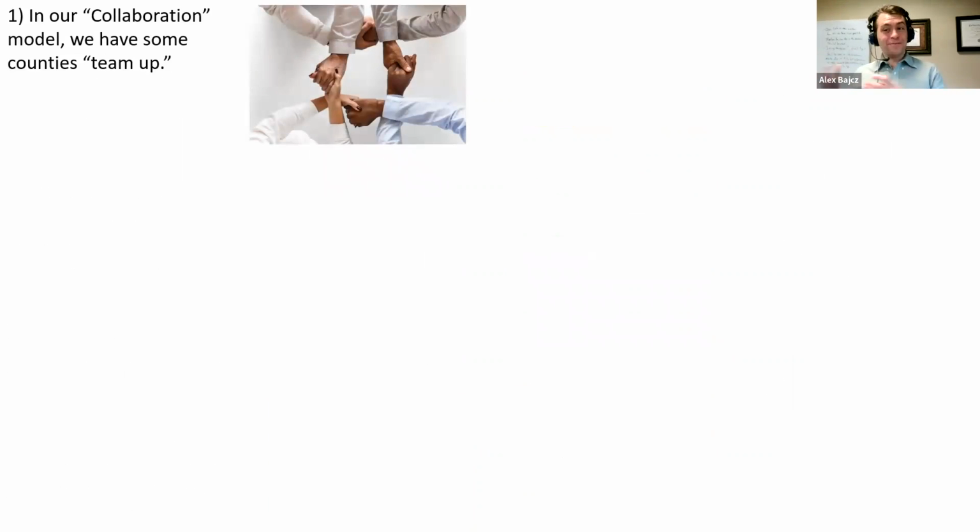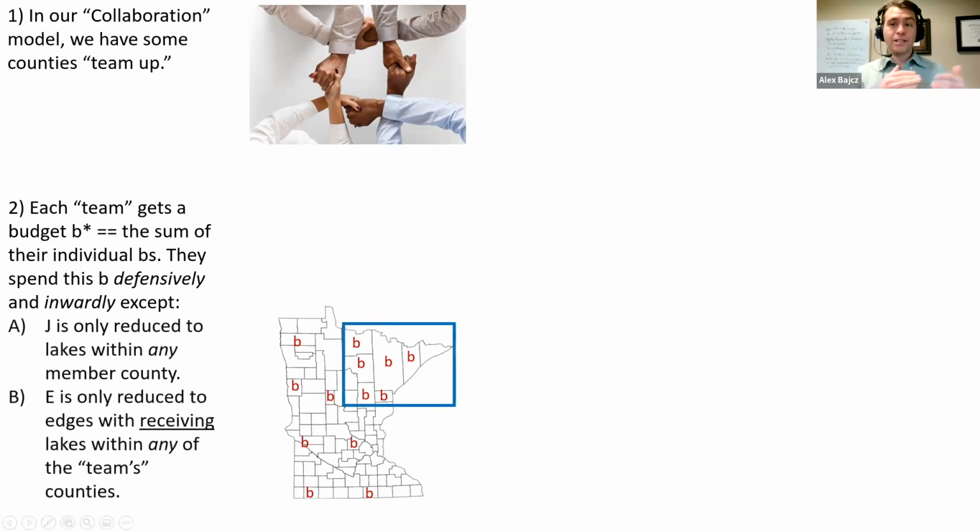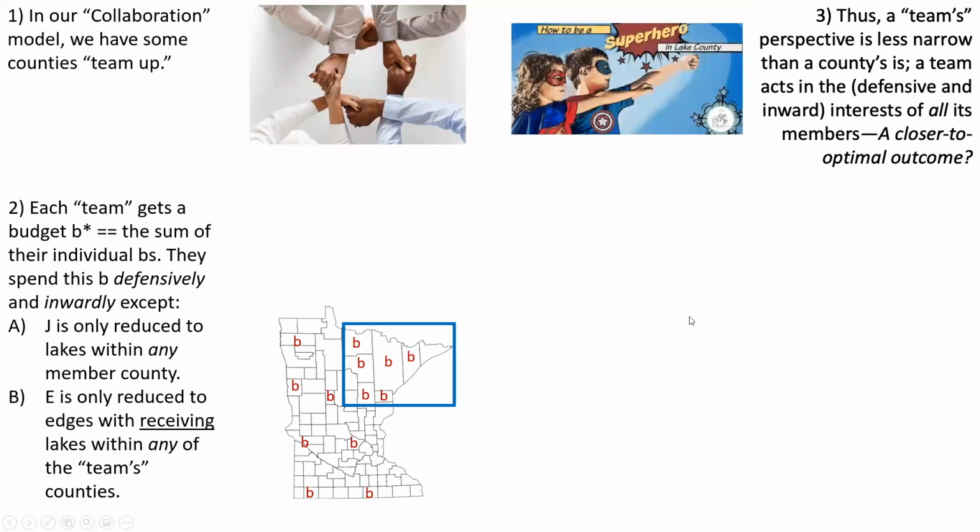There's a third model, and it's very similar. We call it the collaborations model. And the only difference here is that in this one, we allowed some counties to team up. Within each team or collaboration, all the inspection stations that would have gone to the member counties now go to the whole team instead. And then that team spends that collective budget in the exact same way a county would normally do it, defensively and inwardly, except that it gets to consider the health of all of its lakes in all of its member counties, not just in any one county when it's making its decisions. So a collaborative's perspective is wider than that of any one of its counties. So you can think of these teams as kind of like super counties.